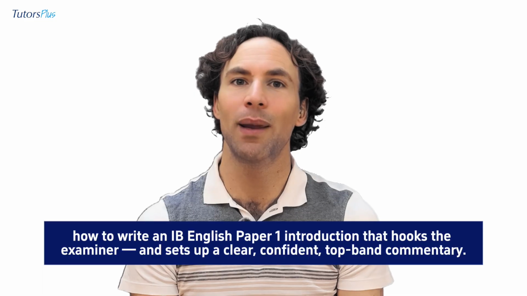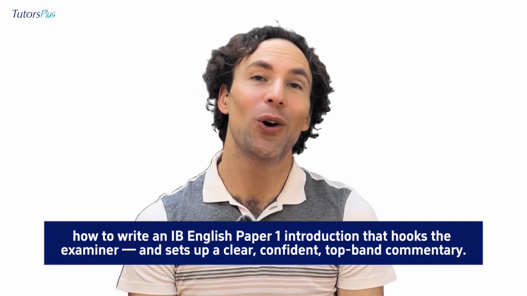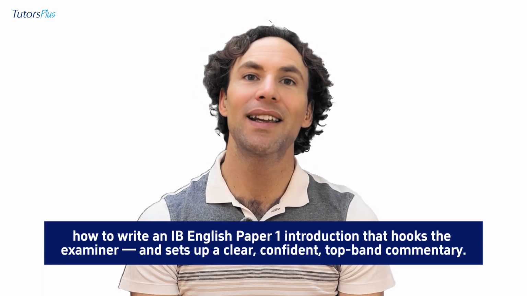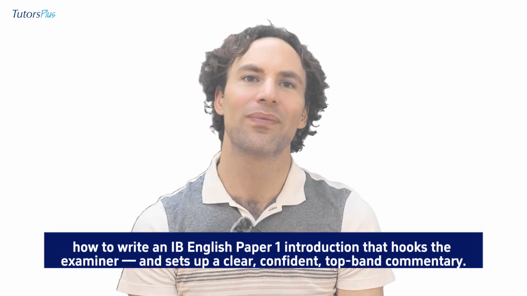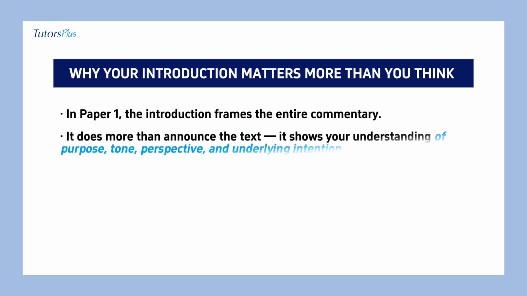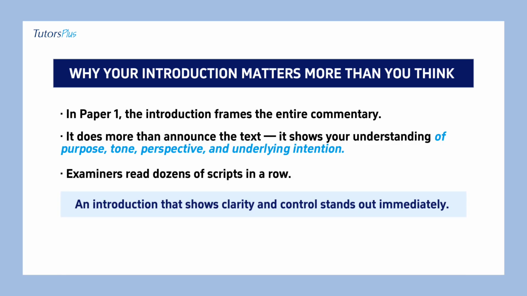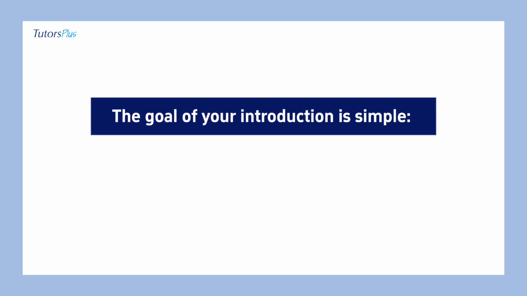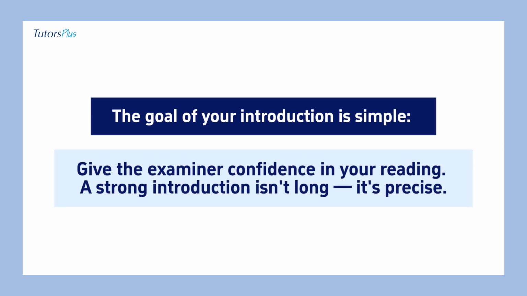This is how to write an IB English Paper 1 introduction that hooks the examiner and sets up a clear, confident, top-band commentary. Now, your introduction has to do more than just announce the text. You need to show your understanding of purpose, tone, perspective, and underlying intention. And remember that examiners read dozens of scripts in a row, and an introduction that shows clarity and control will stand out immediately. So the goal of your introduction is simple. Give the examiner confidence in your reading. And it shouldn't be long, it just needs to be precise.